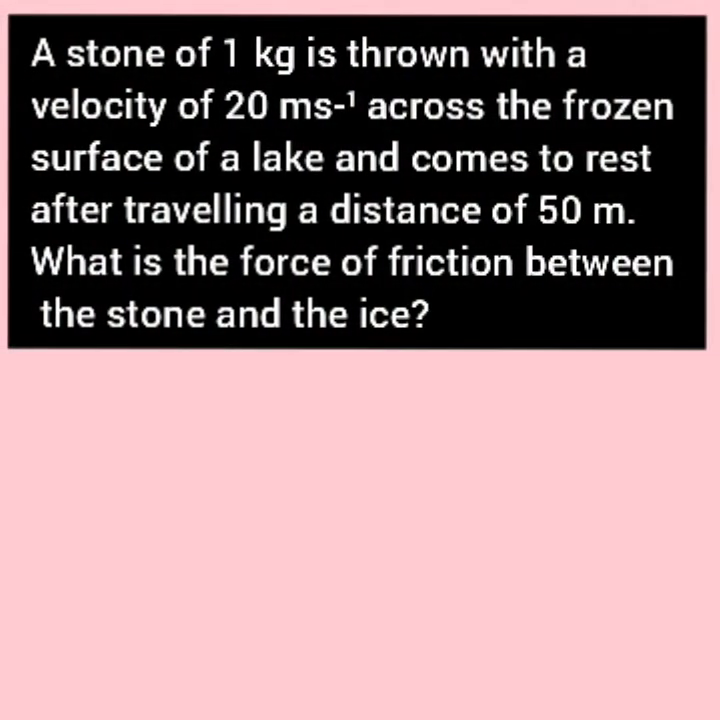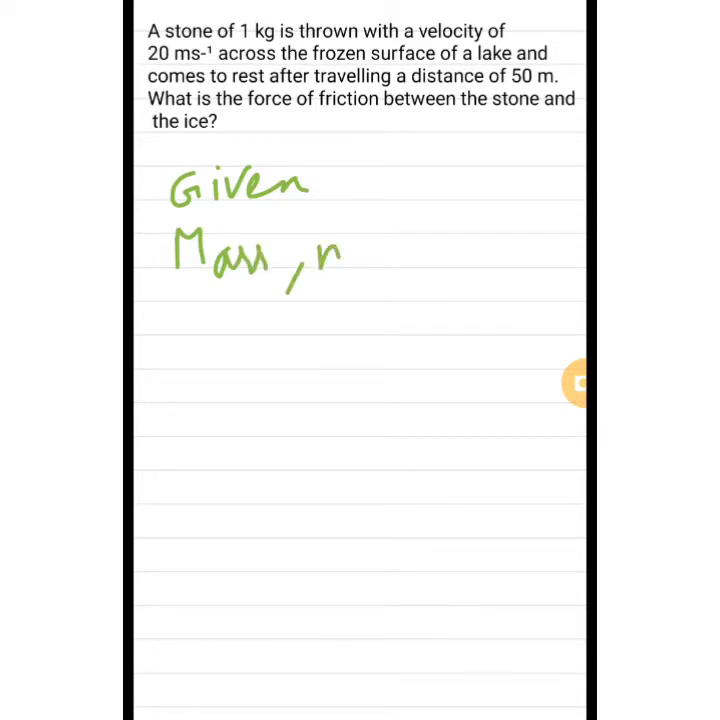A stone of 1 kg is thrown with a velocity of 20 meter per second across the frozen surface of a lake and comes to rest after traveling a distance of 50 meter. What is the force of friction between the stone and the ice? Let's start solving the problem by writing what are the given values in the question. So mass of the stone is given, that is mass m is equal to 1 kg.